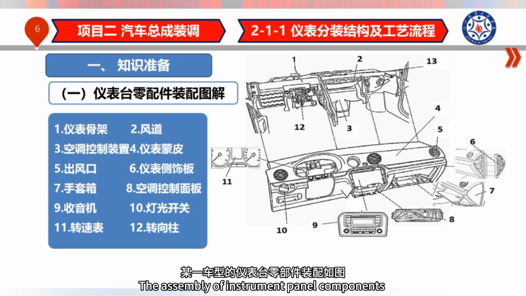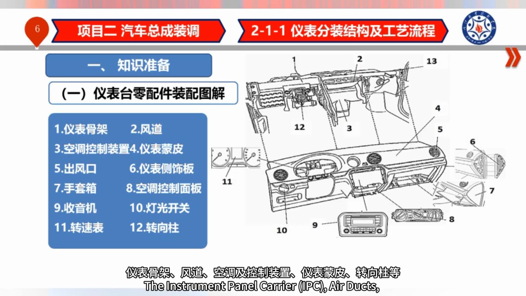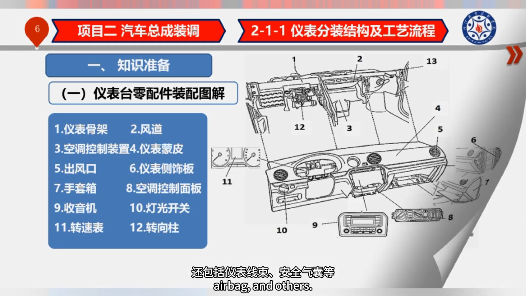The assembly of instrument panel components for a specific automobile model is shown in the figure. The main components of the instrument panel include the instrument panel carrier, IPC, air ducts, HVAC and control units, instrument panel skin, steering column, etc. It also includes the instrument panel harness, airbag, and others.